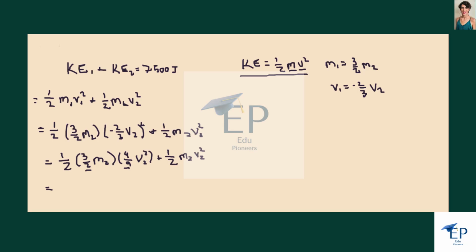3/2 times 4/9. That's 12 up top, 3 times 4, over 18, 2 times 9. So that's 12/18. 12/18 is just 2/3. So I'm going to pull out a 2/3. We have a 2/3, and we still have the 1/2 M2 V2 squared plus 1/2 M2 V2 squared.